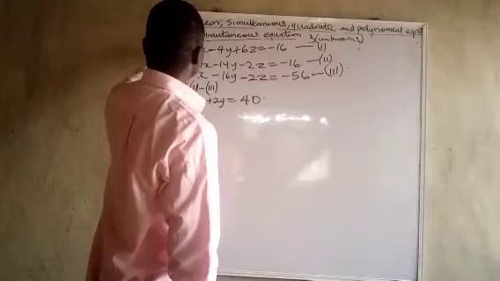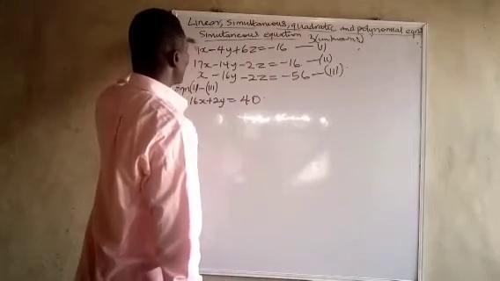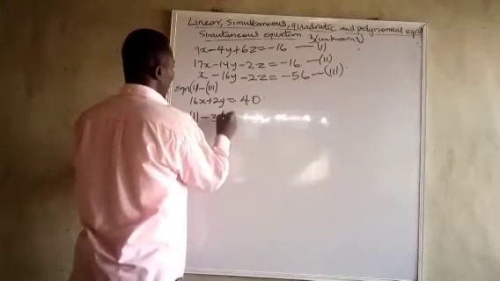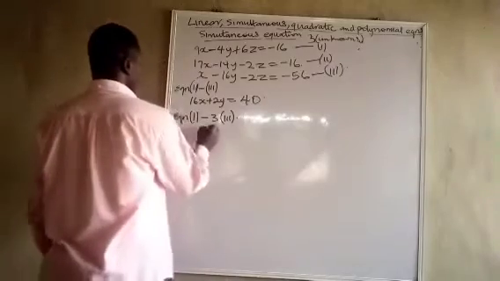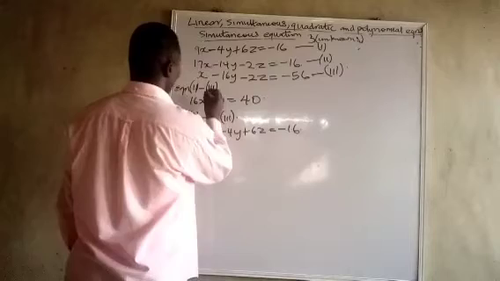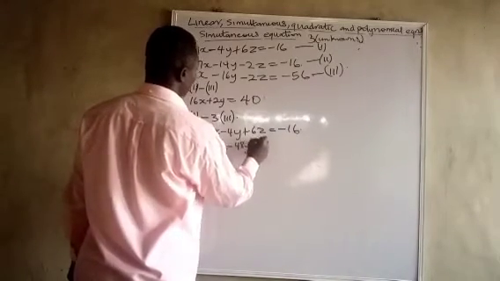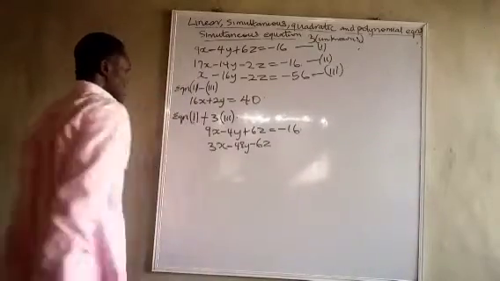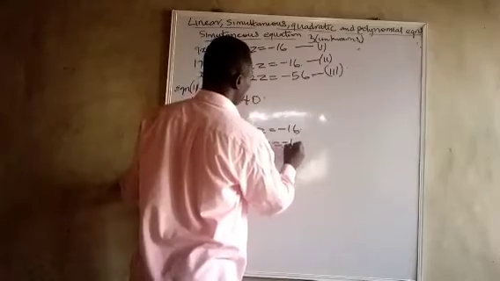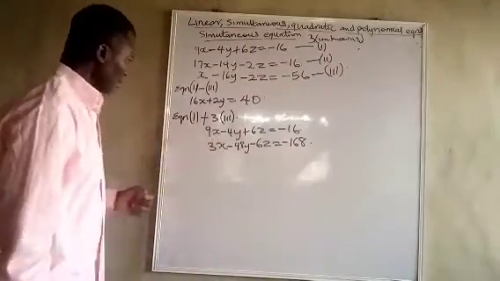Now, to eliminate z in this instance, let me multiply equation 3 by 3 and add it to equation 1. Equation 1 is 9x minus 4y plus 6z is equal to minus 16. Multiplying equation 3 by 3 gives 3x minus 48y minus 6z is equal to minus 168. So if I add these two now, let me see what it will give me.